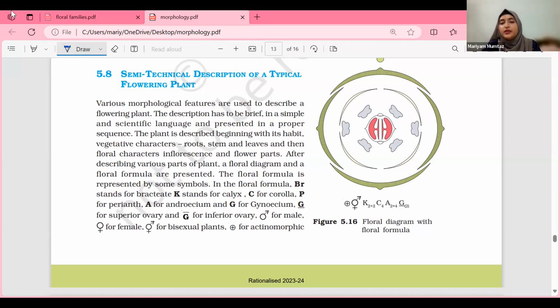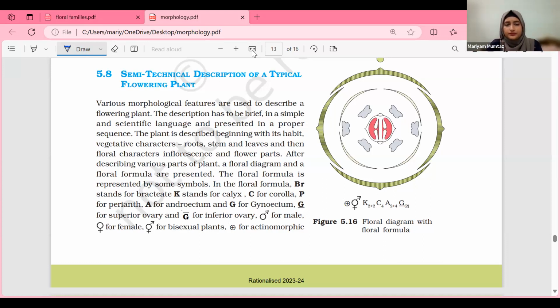So the description has to be brief. Obviously, examples or the formula are not very descriptive. There is force, then there is unit area, right? Very limited language is there, so that we can quickly understand. So the description has to be brief. And since we are denoting it, this is a scientific denotation. It is the scientific way of denoting what the floral formula would be.